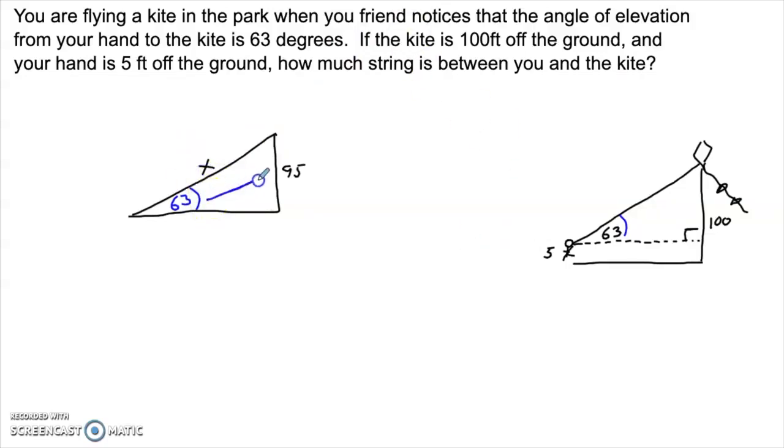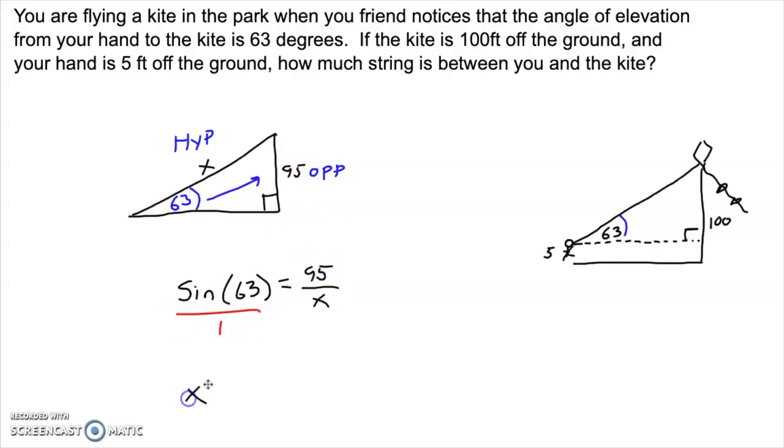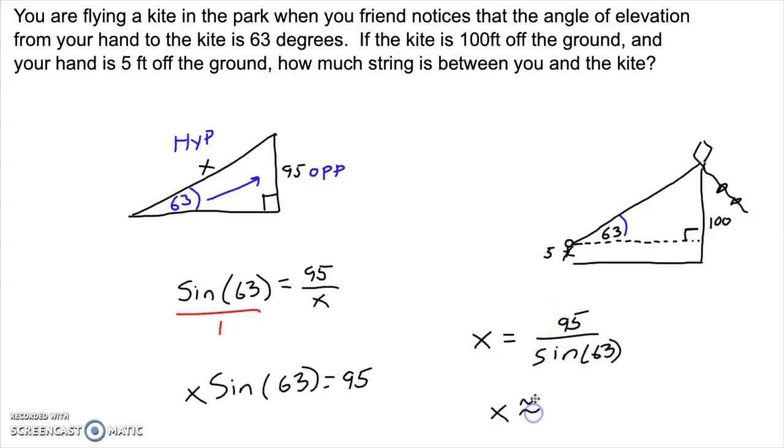So to solve this, we start at our angle and look across the triangle. There's our opposite side. This, of course, is our hypotenuse because that's the right angle right there. So with an opposite and a hypotenuse, we can set up a sine equation. We can say that the sine of 63 is the opposite, 95, over the hypotenuse, x. Cross multiplying, we get x times the sine of 63 equals 95. Then to solve for x, we divide both sides by the sine of 63, which gives us x about 106.6. So I'm just going to call that about 107 feet of string.